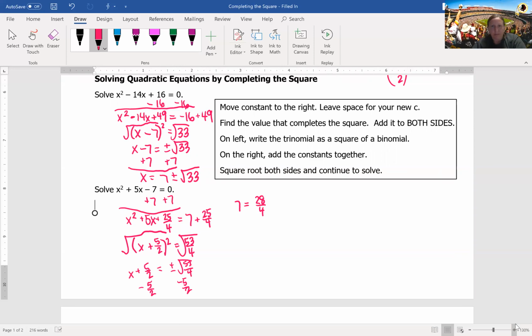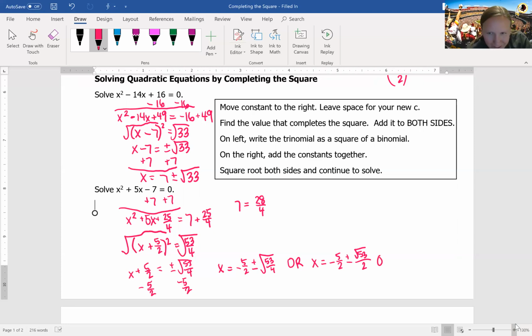And we're going to write this in a couple different ways. Okay, so our first one, I'm going to go over here because I ran out of room. I'm going to say x equals negative 5 halves plus or minus root 53 over 4. Or another way of writing that is we can actually simplify that radical because on the bottom it's root 4. So really we can think of this as root 53 over root 4. So another way of saying this is x equals negative 5 over 2 plus or minus root 53 over root 4, which happens to be 2.